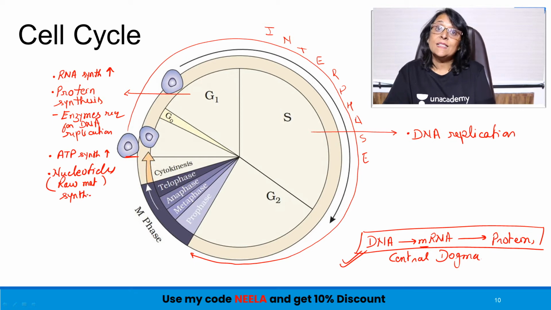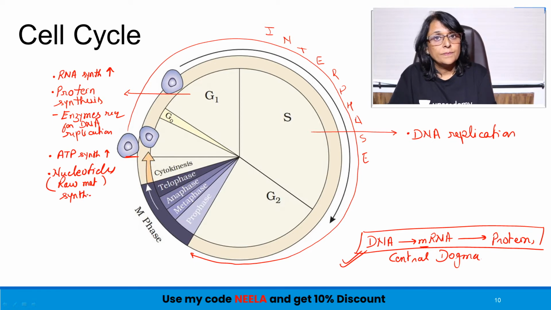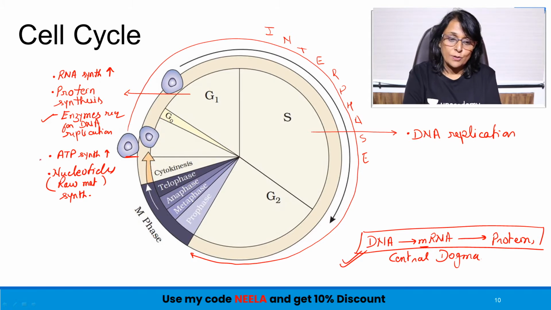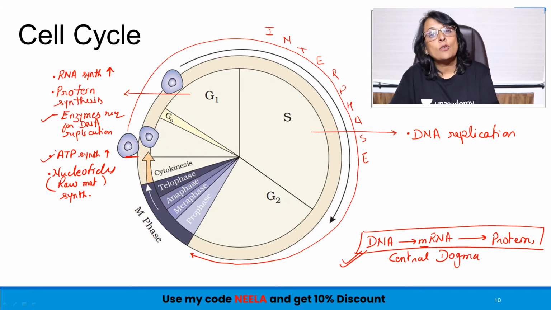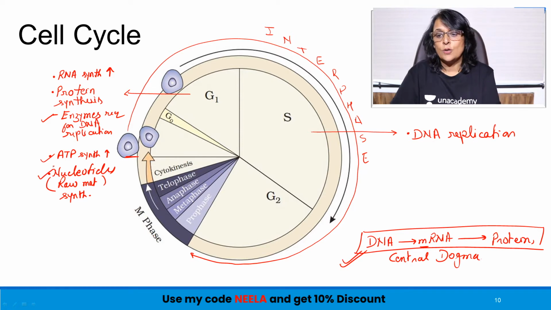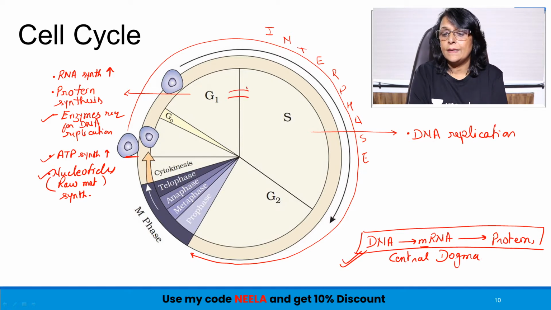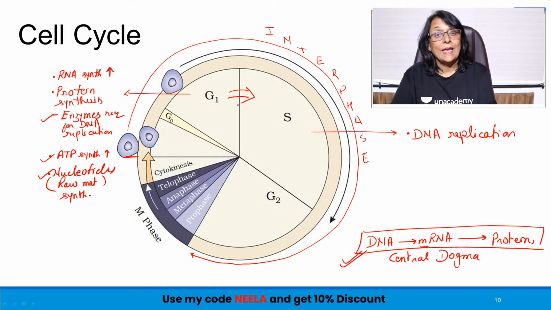So now, is the cell ready to enter S phase? What is required for S phase? DNA is to be replicated there. So are the enzymes ready? Yes, they are. Is sufficient ATP or energy accumulated? Yes, it is. Is the raw material ready? Yes. So now the cell can enter S phase. In S phase, all the preparation already done in G1 is used for DNA to replicate. So here DNA replication will take place.